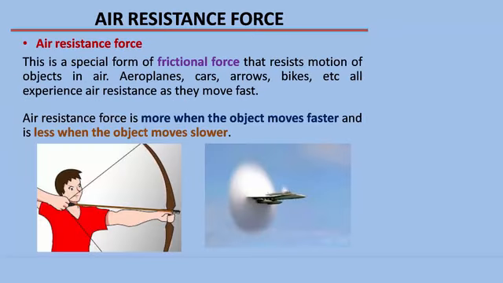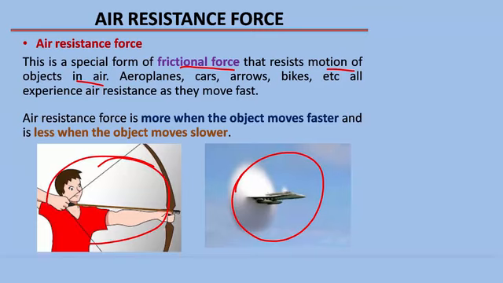The next kind of force we'll be looking at is the air resistance force. This is a special form of frictional force that resists motion of objects in air, for example, aeroplanes, cars, arrows, and many others. Air resistance force is more when the object moves faster, and it is less when the object moves slower.